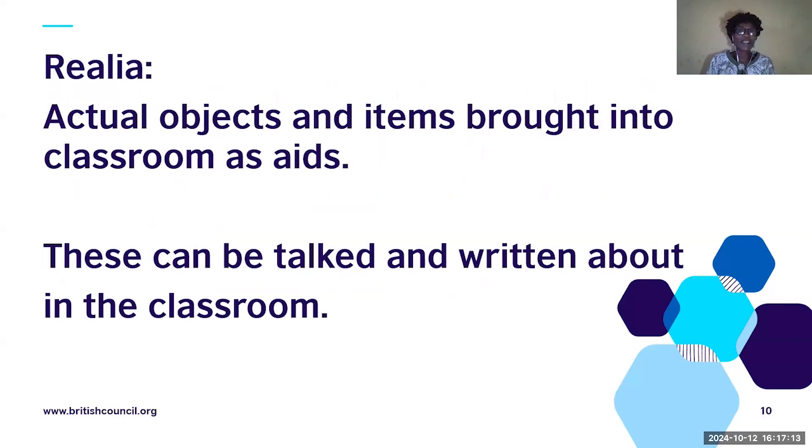Now, realia, like some of us have agreed, are real objects that we bring into the classroom as teaching aids. Teaching aids, of course, we all know, enhance our teaching in the class. They help our students to get more understanding, to learn better, and to identify with what we're trying to pass across to them. Somebody just said in the chat box that they teach with fruits and vegetables. That's wonderful realia to bring into the class. Then they can be talked about. As we show them in the classroom to our students, we can talk about them. We can also write about them. Next.